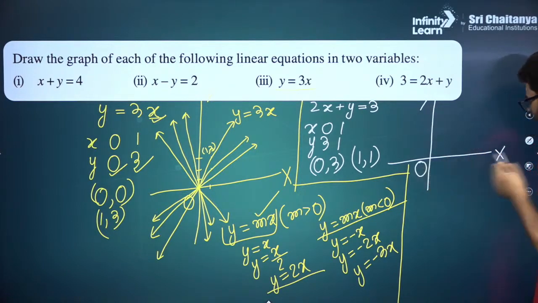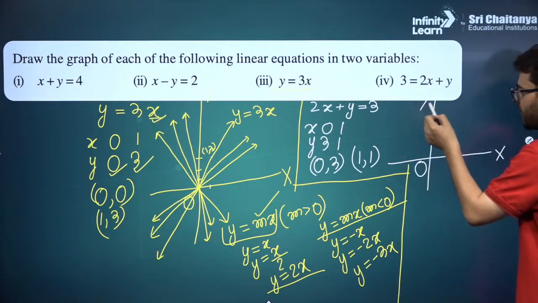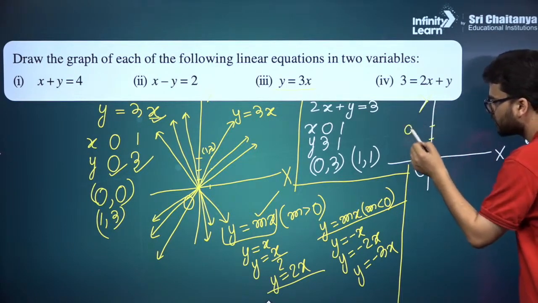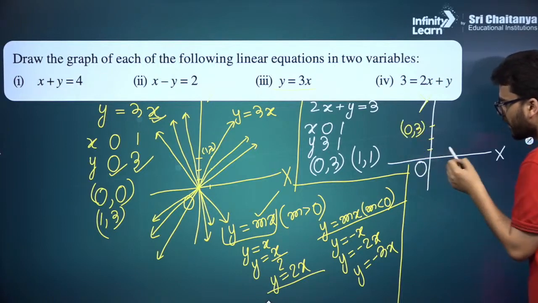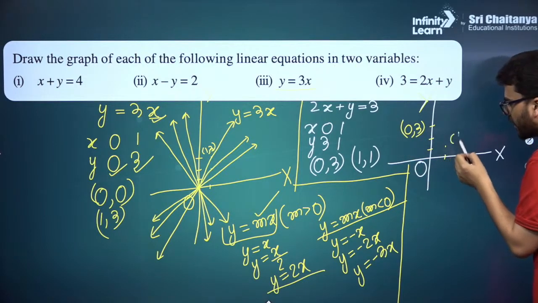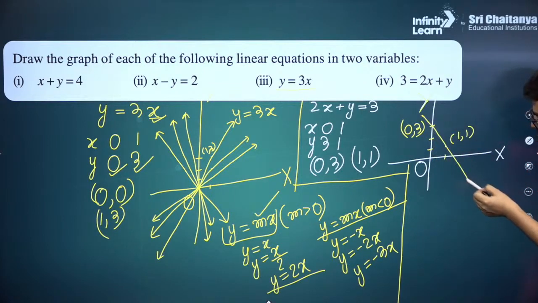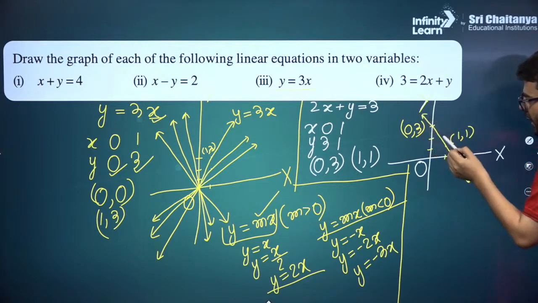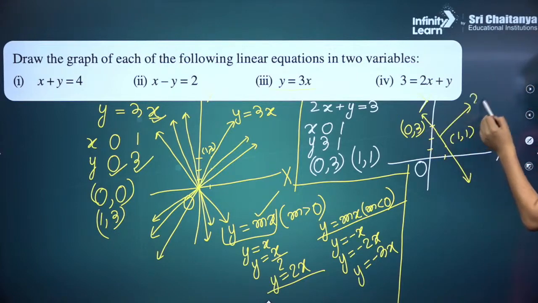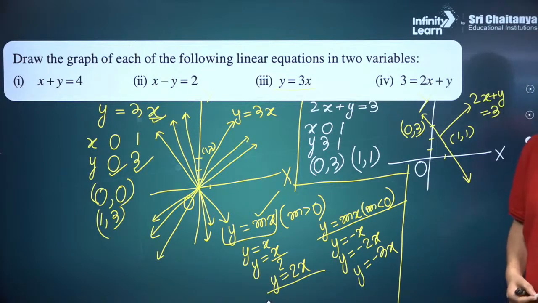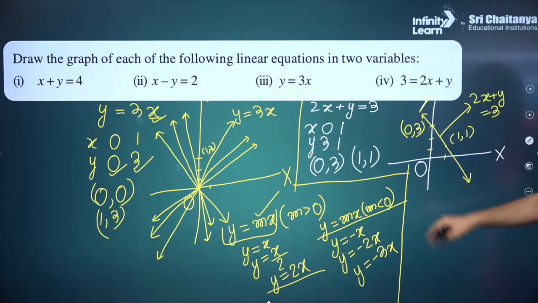X-axis, y-axis and the origin over here. This is the y-axis. So the point is 0, 3 somewhere over here and then 1, 1 somewhere over here. If you join these points, you'll get the graph. I hope this is clear. And don't forget to write the equation, that is 2x plus y is equal to 3. Is this clear to every student in this session? Tell me. That's how you can make the graphs.